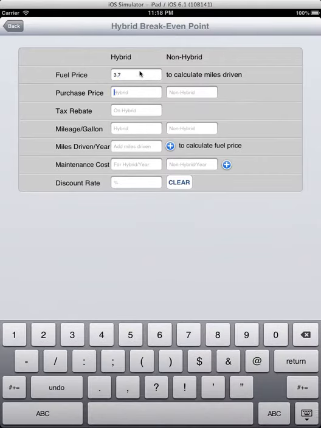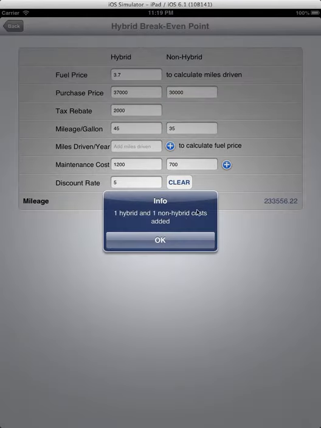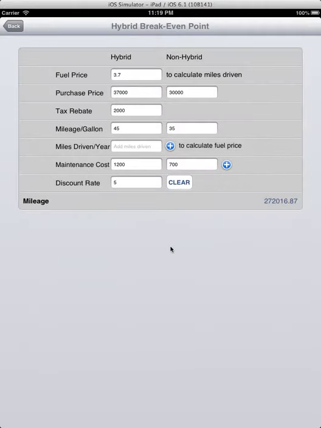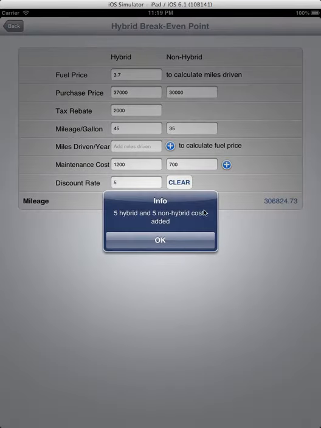Say fuel price is 3.7, purchase price is 37,000 versus 30,000. Now say rebate is 2,000 and mileage per gallon is 45 versus 35, and here miles driven is what we need to calculate. Say the discount rate is 5%, maintenance cost is $1,200 versus $700, and we are considering 3 years. That's how many miles we need to drive to break even.